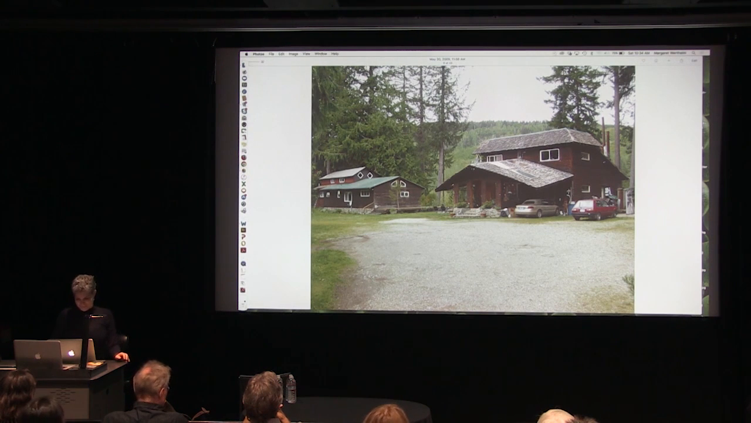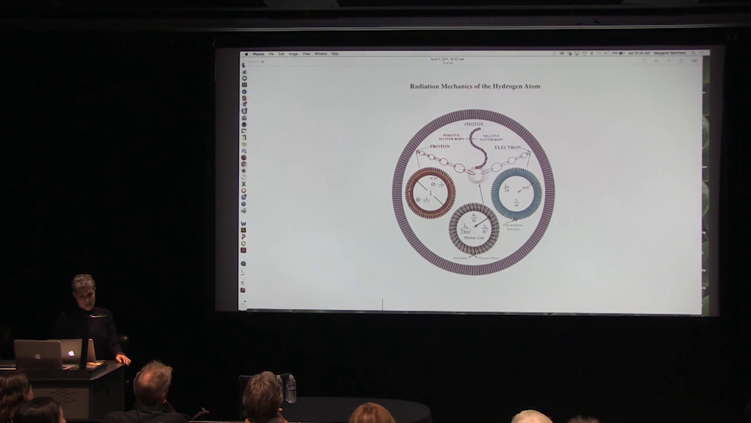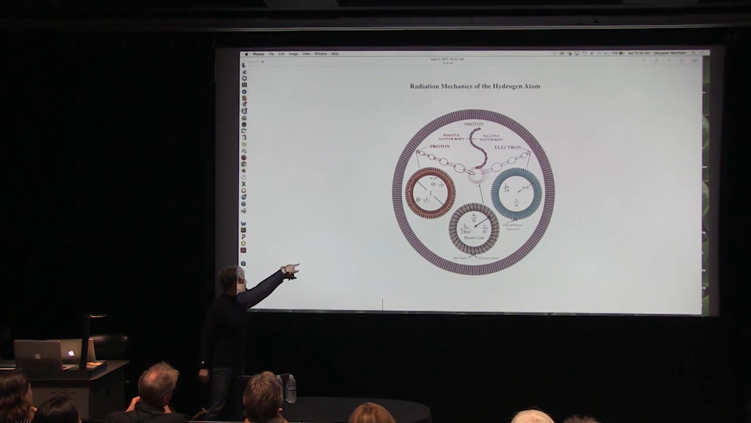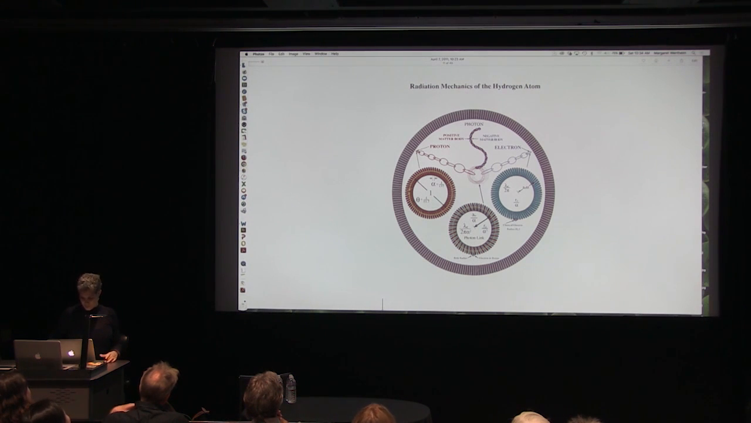And I thought, great. So, as I said, Jim is the star of my book, and the book is called Physics on the Fringe, and its subtitle is Smoke Rings, Circlons, and Alternative Theories of Everything. And circlons are there because Jim has a theory of matter that is based upon a particle he calls the circlon, which is, we'll get into a bit more, these ring shapes. Jim believes that all matter in the universe is made up of these ring-shaped particles that he calls circlons. So the circlon is at the heart of his theory of matter, molecules, and how all matter interacts.